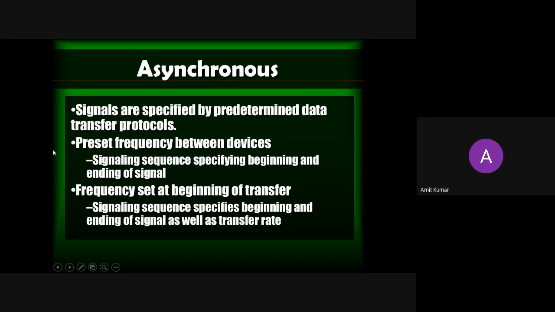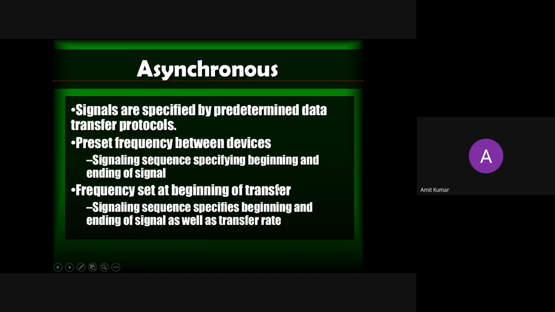The second thing is they have specified the preset frequency between devices. The signaling sequence specifies the beginning and ending of the signal. We are specifying a start and stop bit: from where the data has started, and second, where the stop has been specified. These two things will be specified, and the frequency is set at the beginning of the transfer.